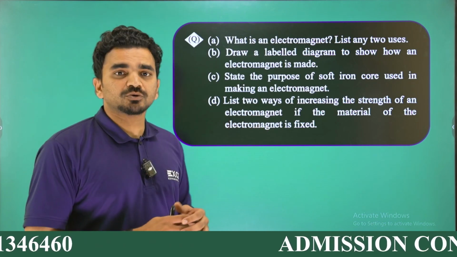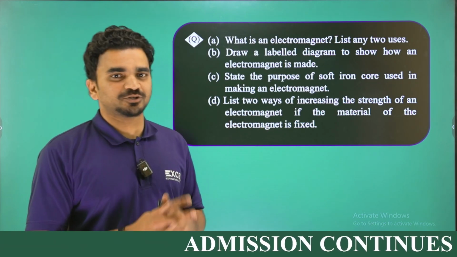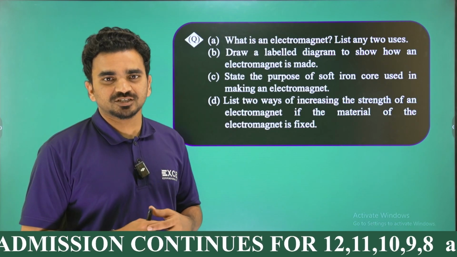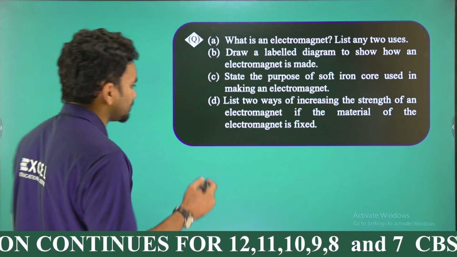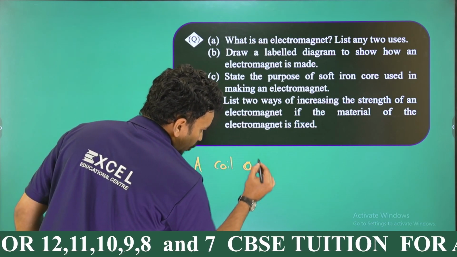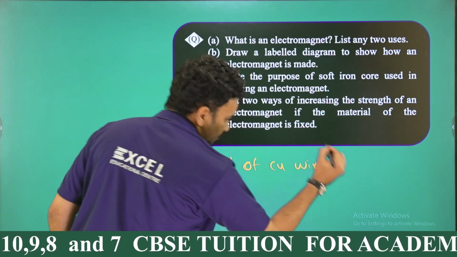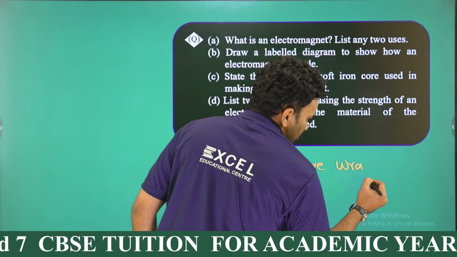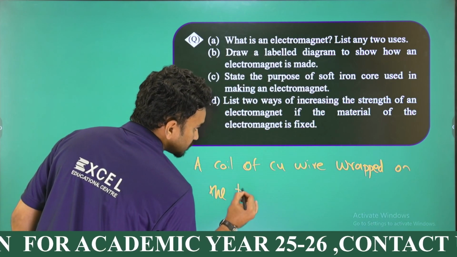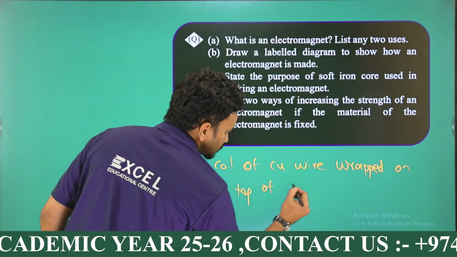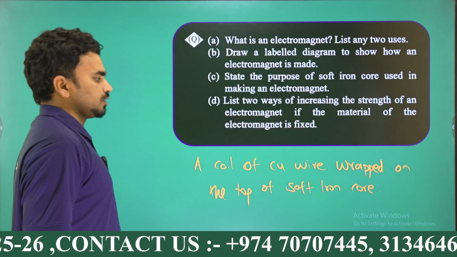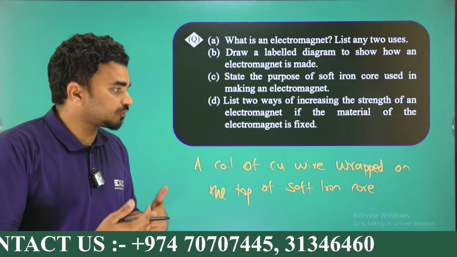This question is based on the electromagnet, which is also connected to the solenoid. Listen, what is an electromagnet? Another definition needed. Whenever they ask what you mean by electromagnet, you can write: a coil of copper wire wrapped on the top of a soft iron core.